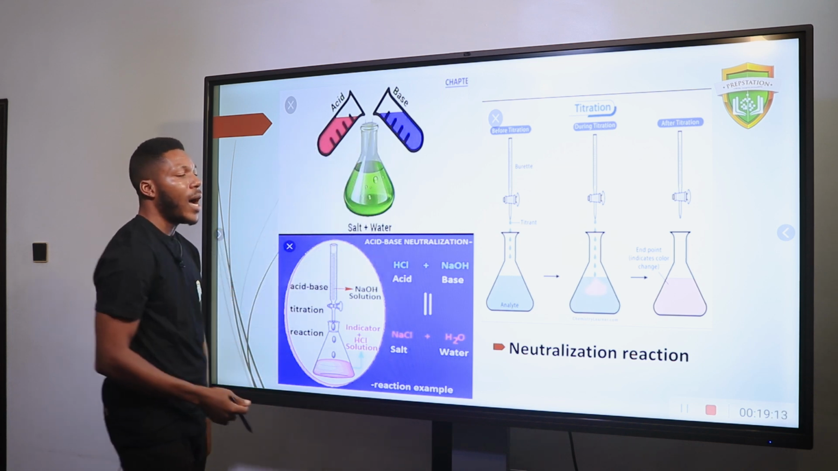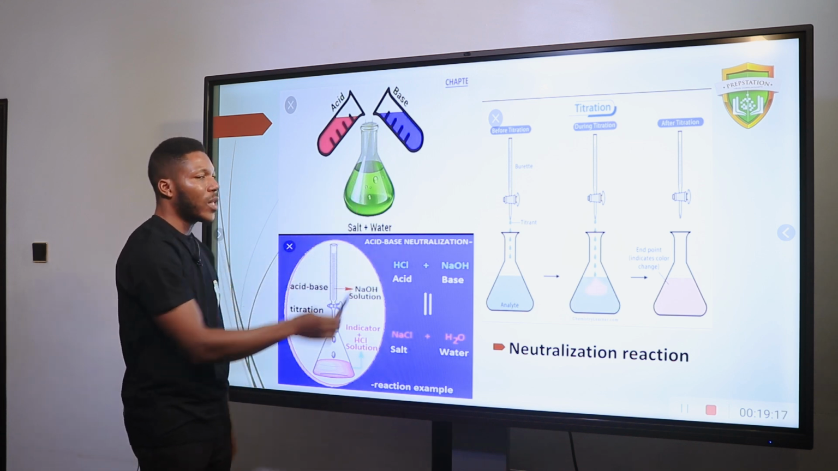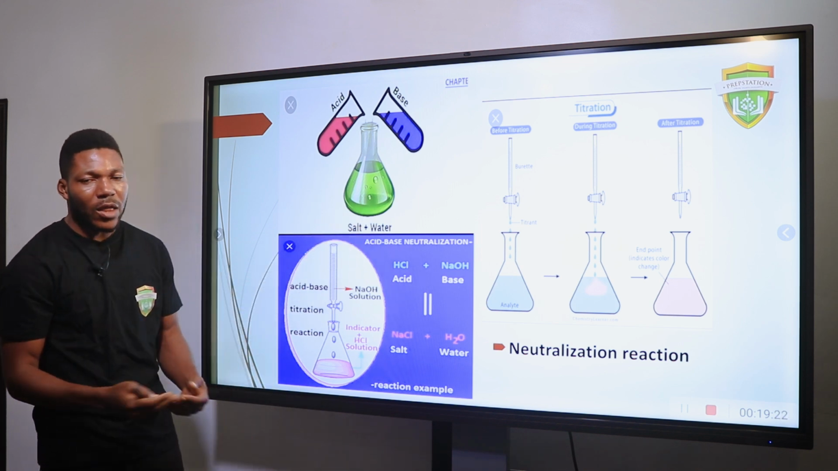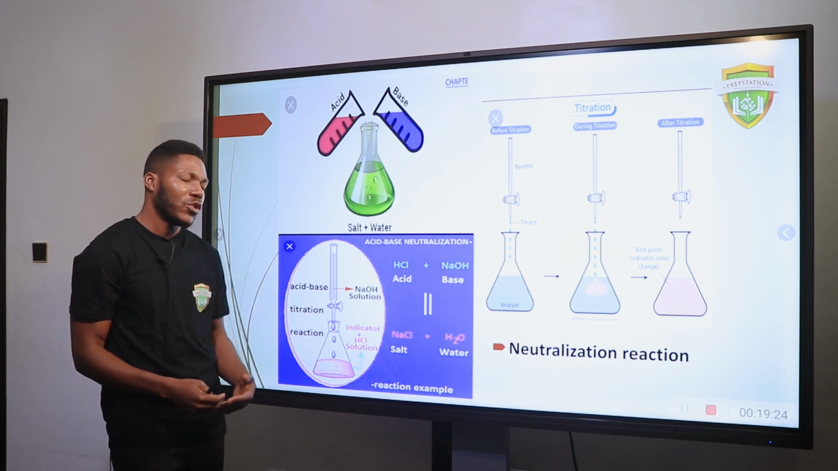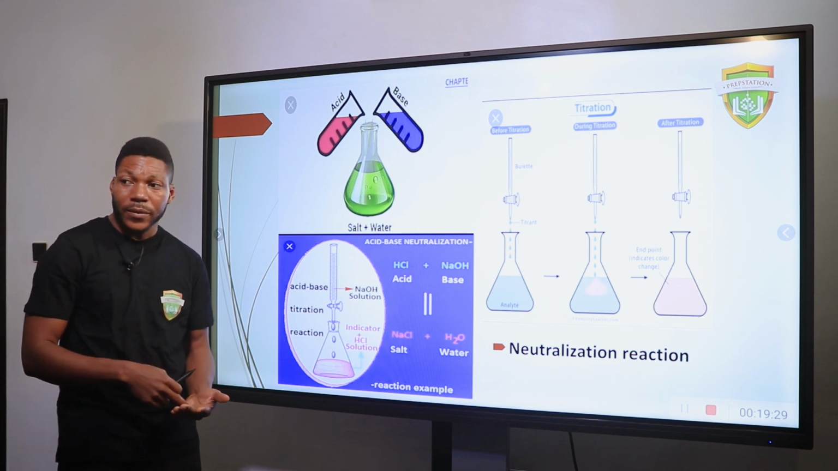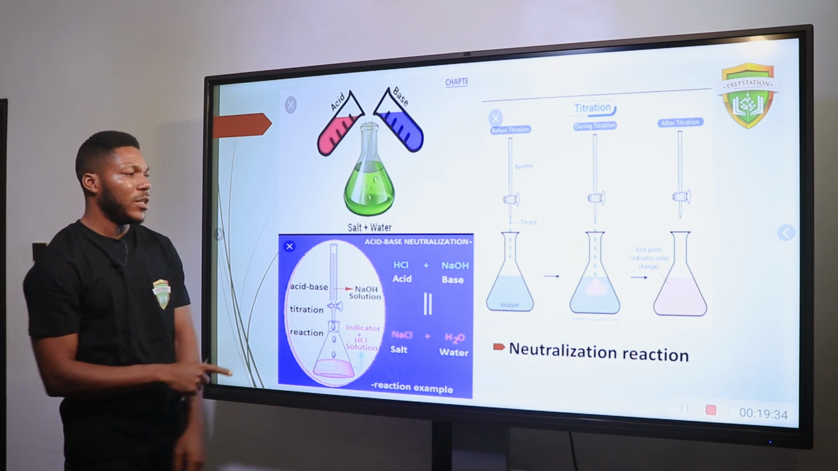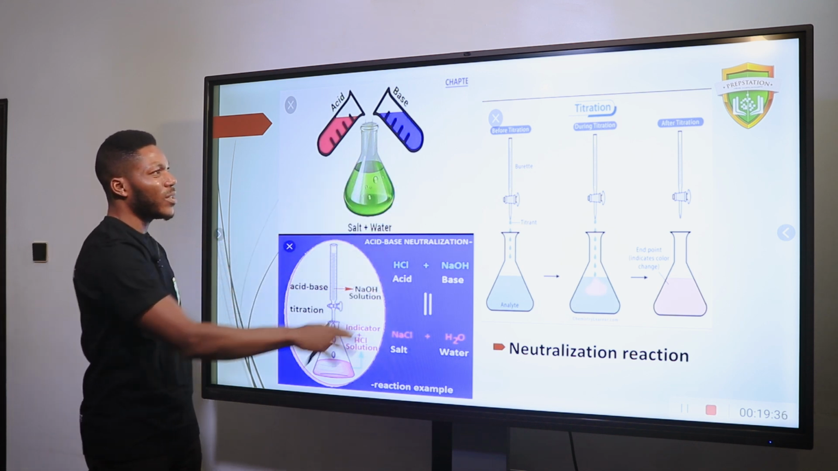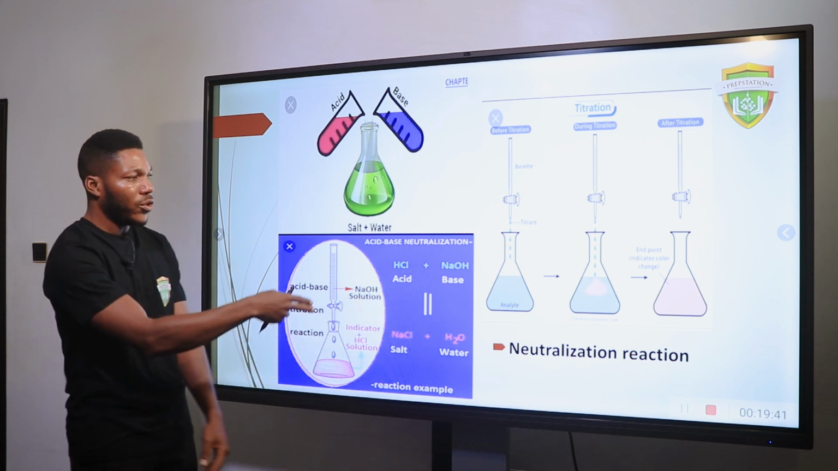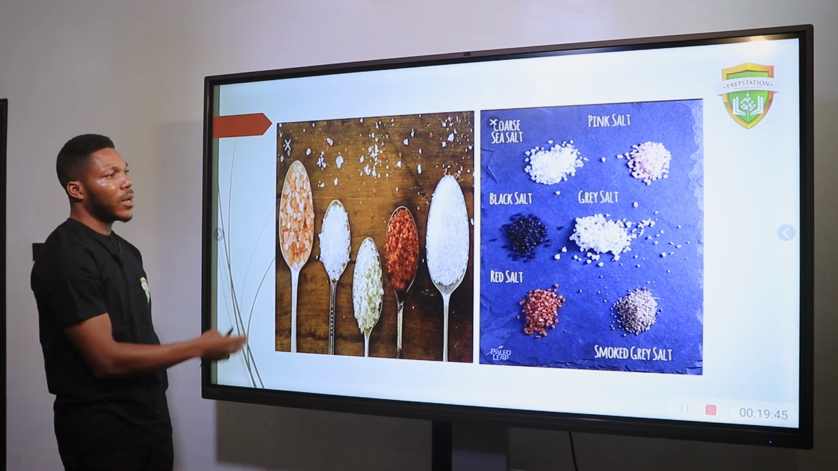salt and water. How do you get the salt? By heating. If you heat this compound, water will evaporate and the salt will remain at the base, depending on the kind of acid and the kind of base that you use. This determines whether the salt is going to be an acid salt, basic salt, or a normal salt. So this is how salt is produced, and the whole of this is known as the titration process. It illustrates the neutralization reaction.